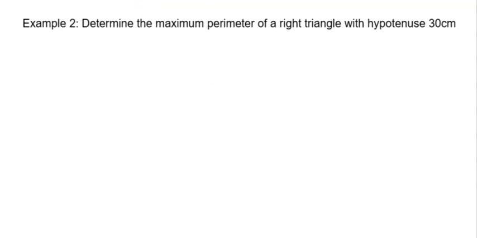Determine the maximum perimeter of a right triangle with a hypotenuse of 30 centimeters. So let's start by drawing a diagram. We'll say that's 30, and I know this is a right triangle. We're going to label the two sides x and y. And I want to be able to talk about these sides in relation to the same thing, and the thing that they share is this theta here.